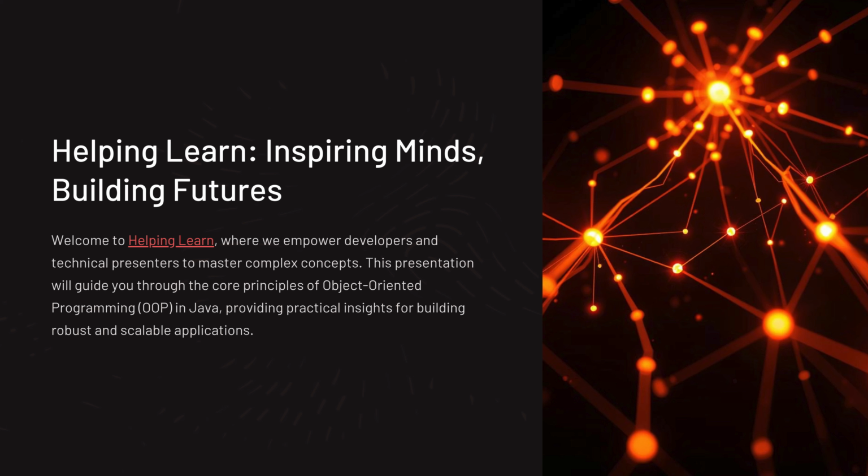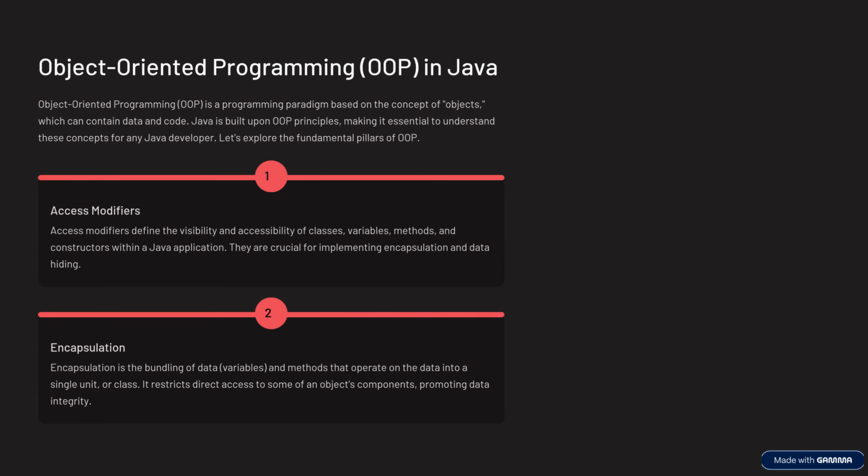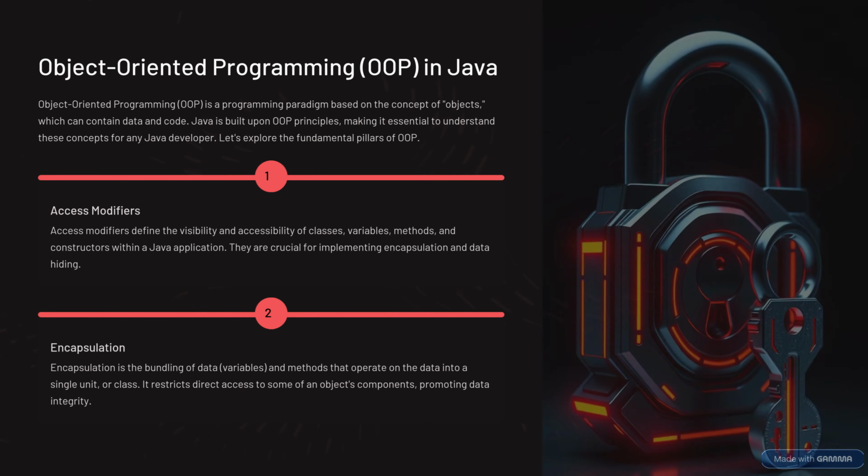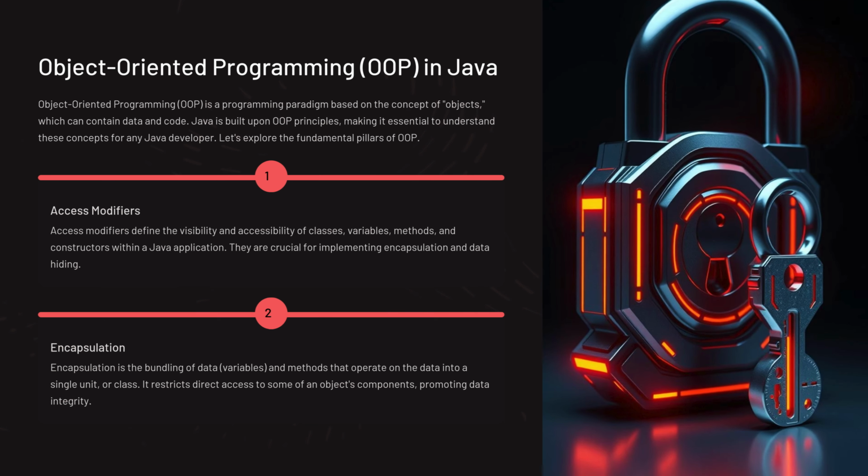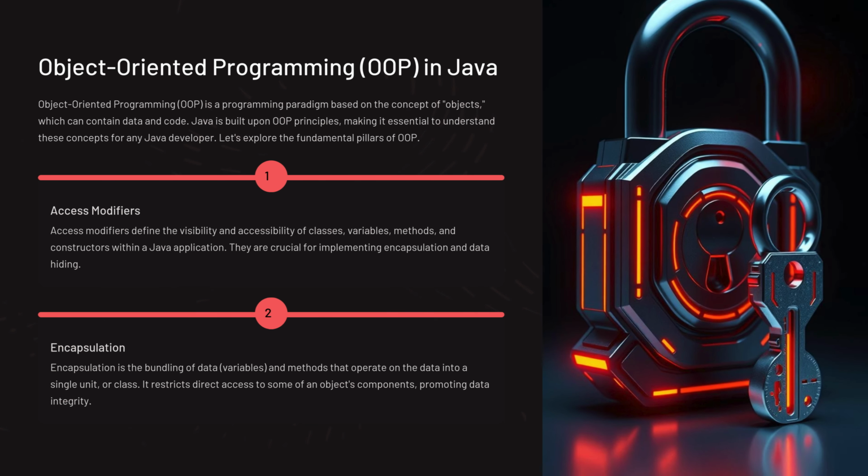This presentation will guide you through the core principles of object-oriented programming, OOP, in Java, providing practical insights for building robust and scalable applications. Object-oriented programming, OOP, is a programming paradigm based on the concept of objects, which can contain data and code. Java is built upon OOP principles, making it essential to understand these concepts for any Java developer.